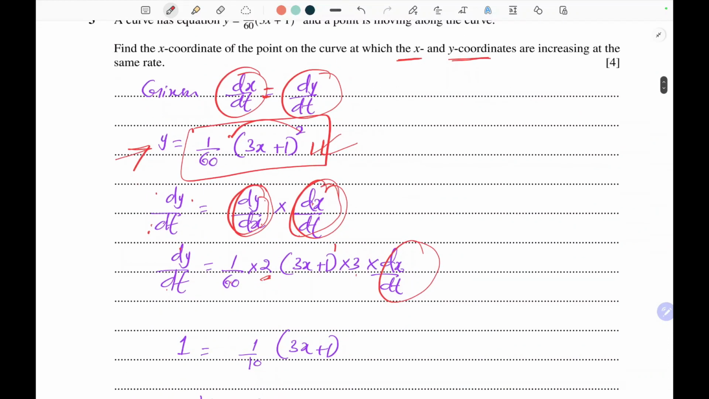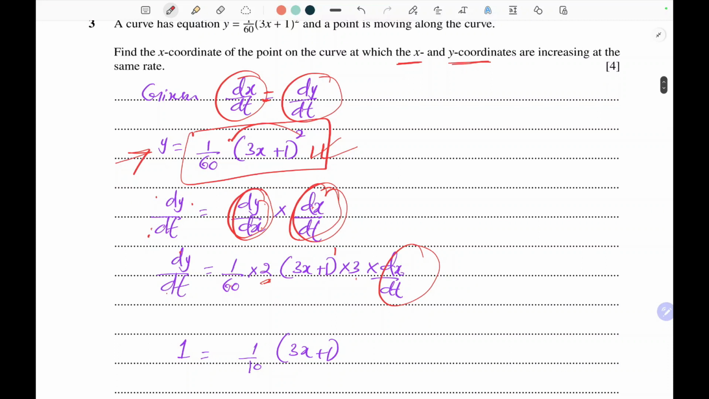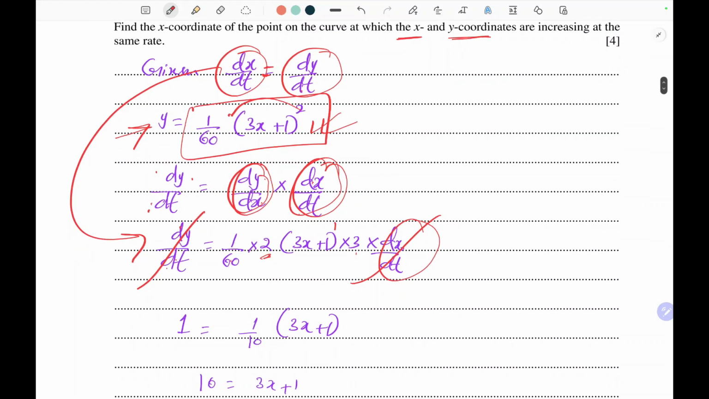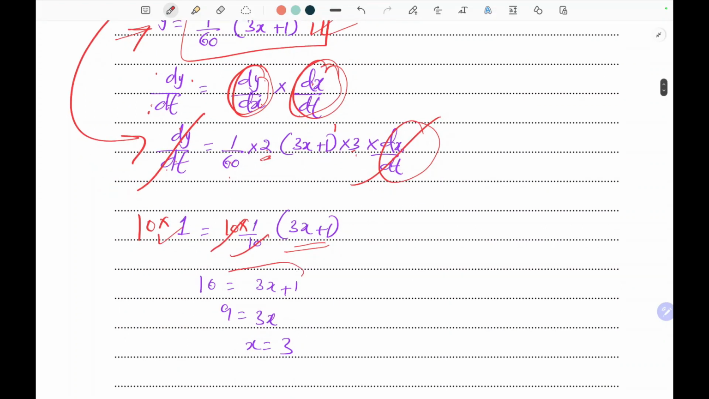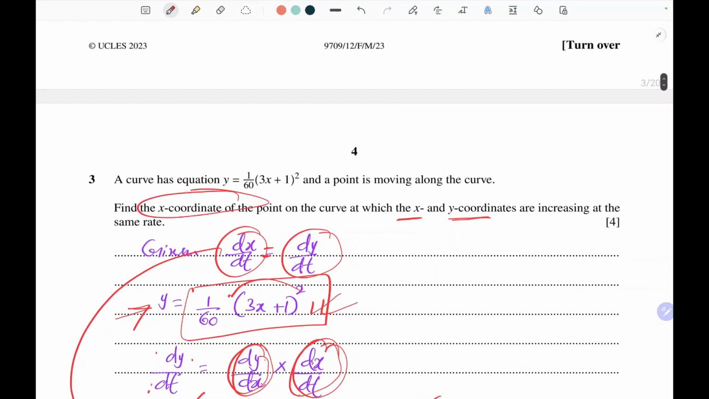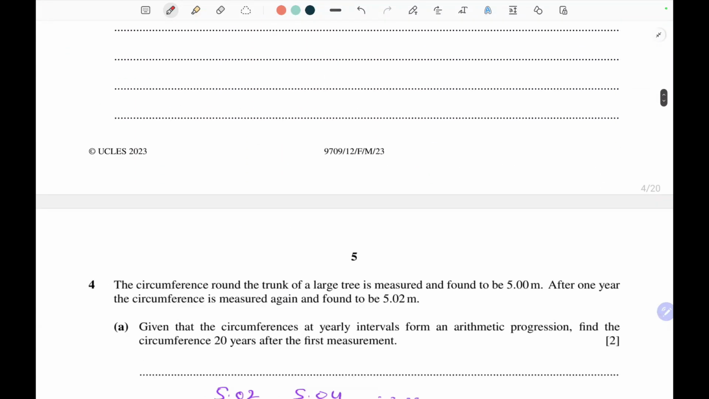Now what is happening? See, this dx over dt and dy over dt are the same. So this dy over dt I can write as dx over dt, and this we can cancel. So here you will get 1. This is 2 times 3, 6 over 60, that is 1 over 10, and this is 3x plus 1. Now just multiply 10 here and 10 here, 10 and 10 cancel. So 10 equals 3x plus 1. Take 1 to the left side. So 10 minus 1 is 9. 9 equals 3x. Divide by 3, you will get x equals 3. The question was based on the x coordinate only, so we will find only x. We will not find y.